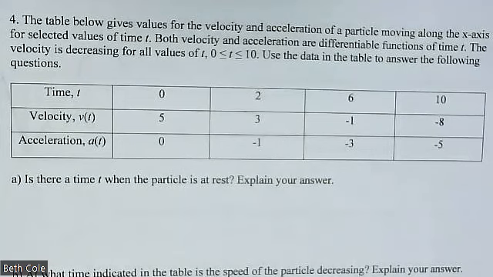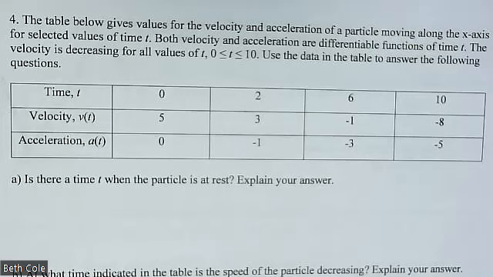Absolute value of velocity. Speed. The speedometer in your car does not go negative. So velocity is directional. Positive means you're going forwards or upwards or to the right. Negative means downwards. But speed is the absolute value. Speed is always positive. And then the second derivative is acceleration.